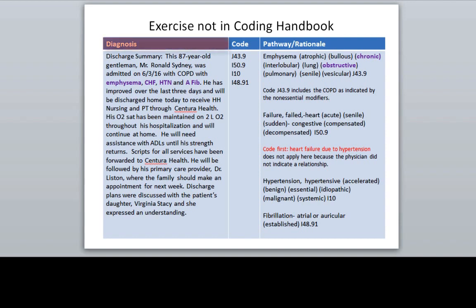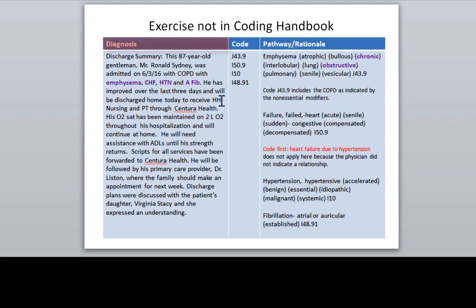This 87-year-old gentleman, Mr. Ronald Sidney, was admitted on 6/3/16 with COPD, with emphysema, CHF, HTN, and AFib. What do these mean? Chronic obstructive pulmonary disease, CHF, congestive heart failure, HTN, hypertension, AFib, atrial fibrillation. Very common for you to see these abbreviations on the medical record. You will not see a doctor typically spell these out. He has improved over the last 3 days and will be discharged home today to receive home health.